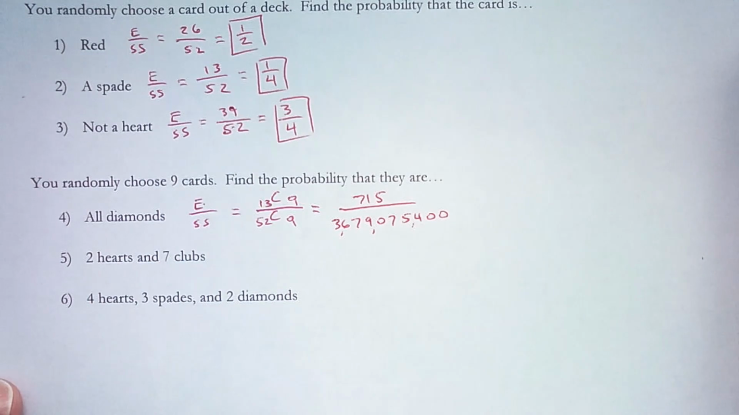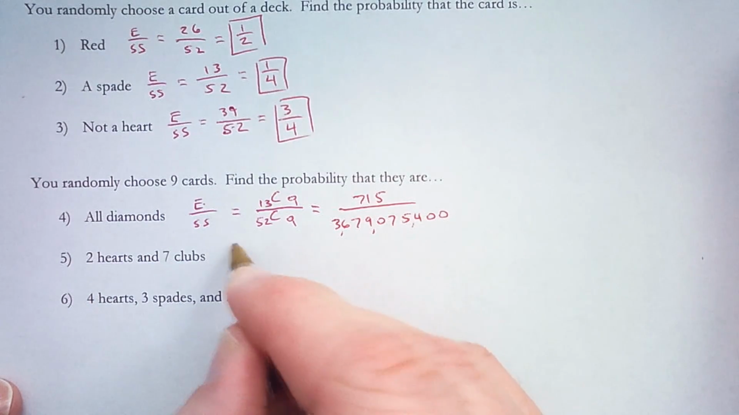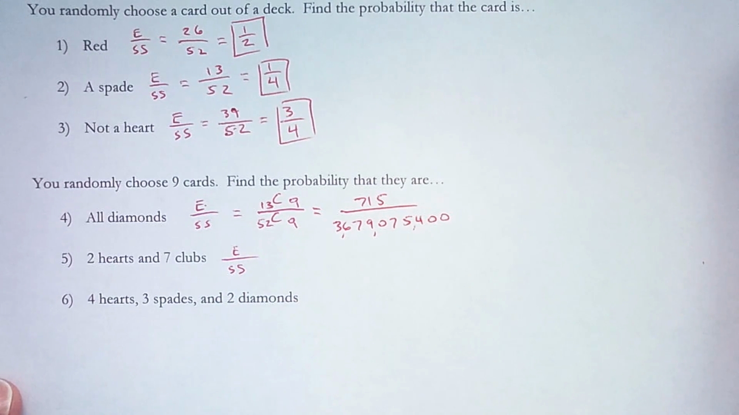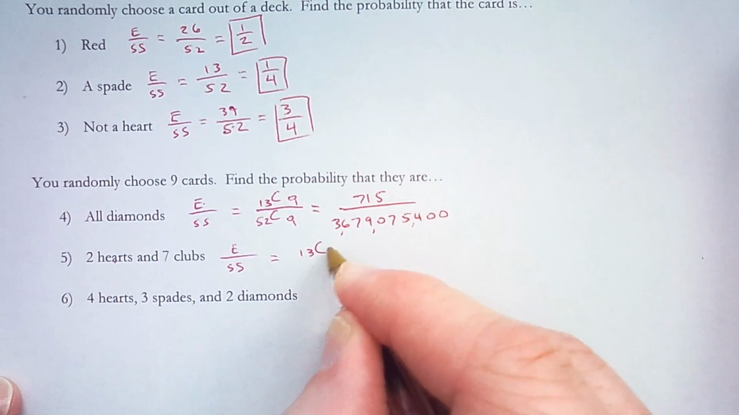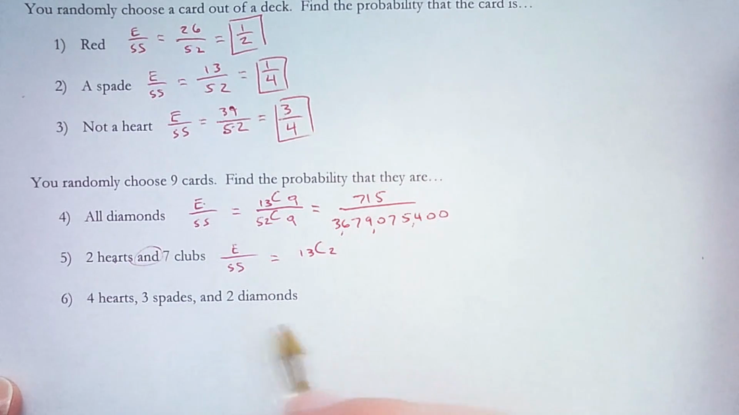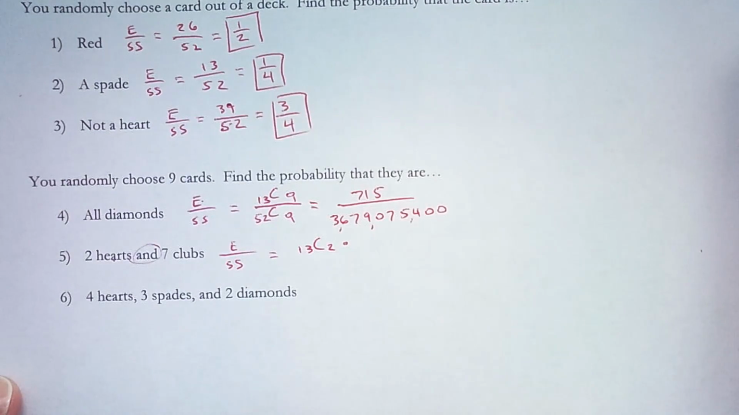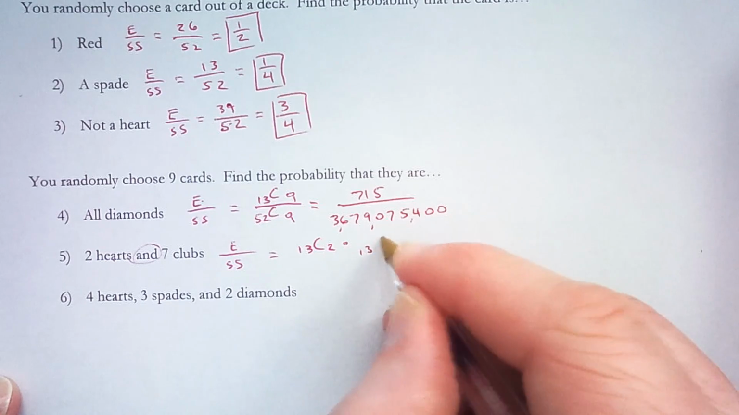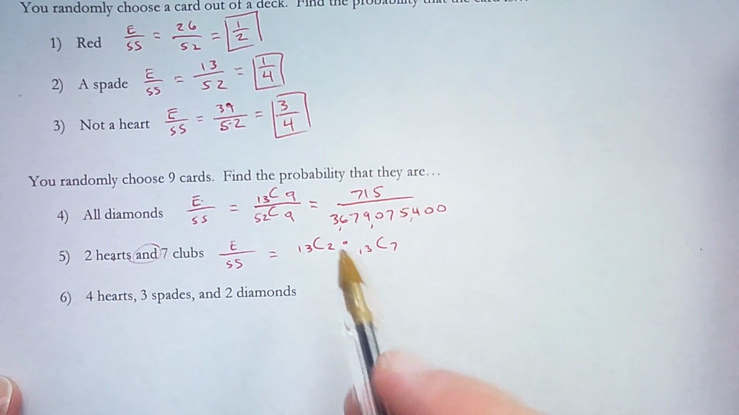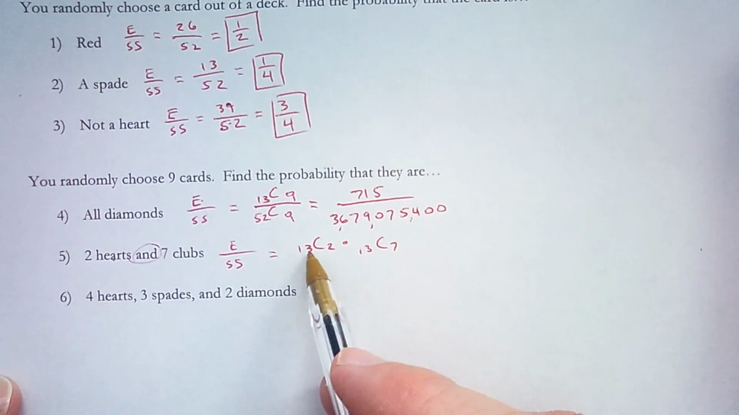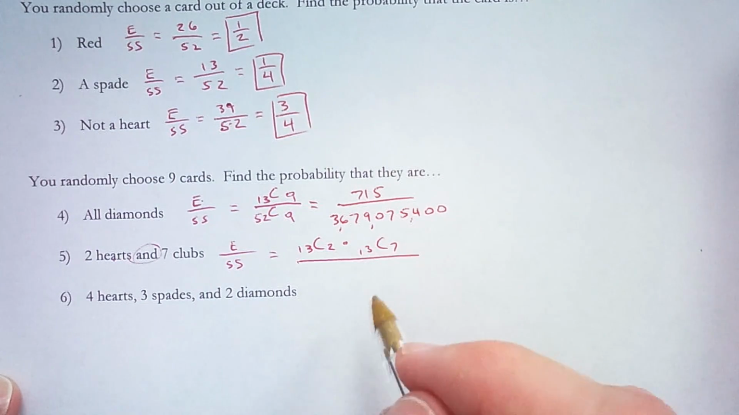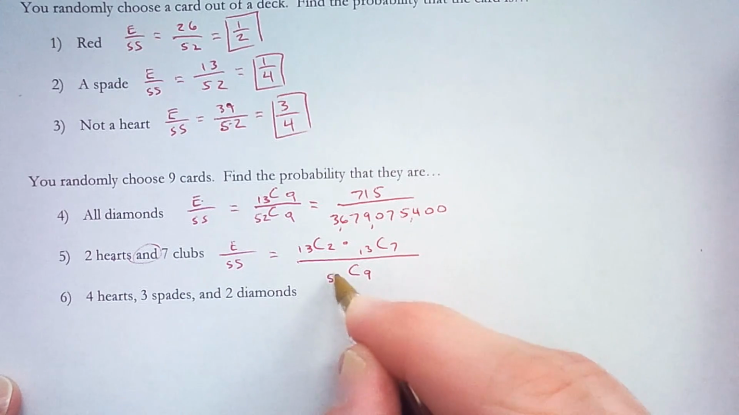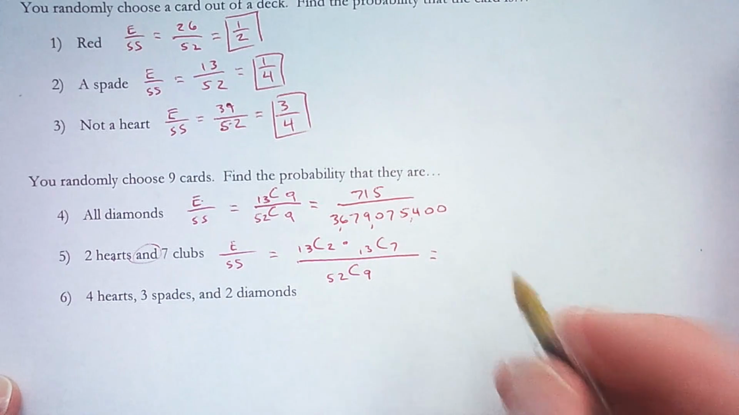So 2 hearts and 7 clubs. So we need an event over a sample space. So the event is choosing 2 of the 13 hearts. So that's 13C2. And when it's "and" in probability, we are going to multiply. 7 clubs, 13C7. Okay, so 2 ways to choose 13 of the hearts and 7 ways to choose 13 clubs. The sample space is choosing 9 out of the entire deck of 52. And we already know that number.